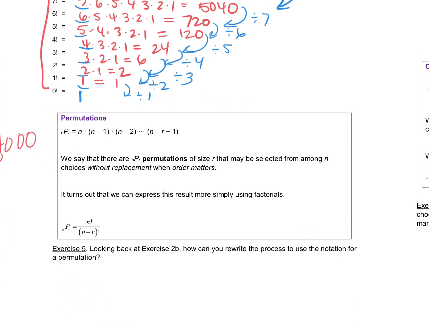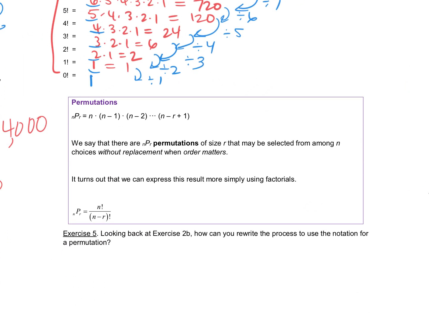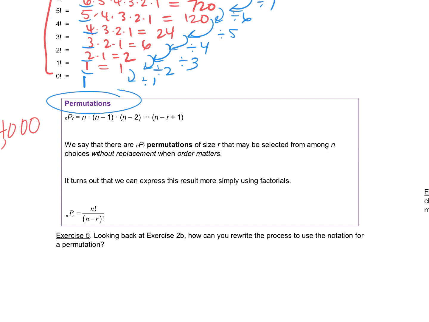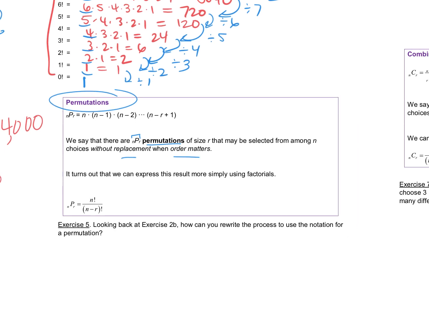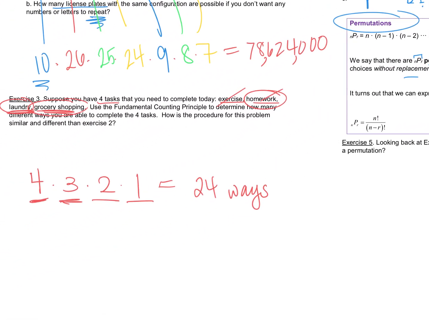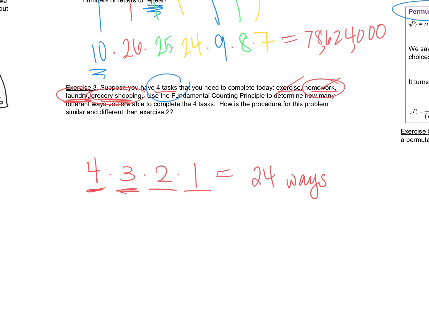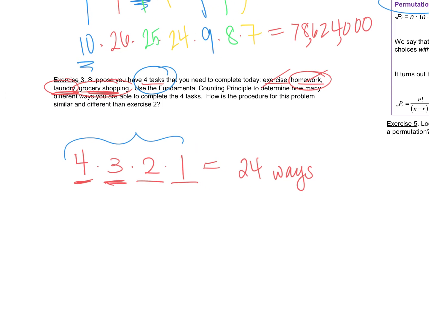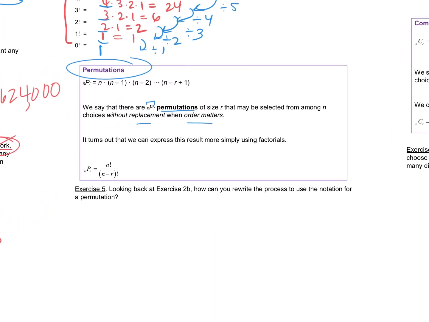All right, well, how is this useful? Well, it helps us with this idea of permutations. We say that there are nPr permutations of size r that may be selected from among n choices without replacement, and order matters. So what does that mean? Well, really it's what we just did. You just did a permutation, that's a fancy name, for looking at 4 things. We wanted to look at those 4 and we wanted to choose 4 to rearrange. And the order mattered. It mattered if I had exercise first or homework first. So that was ordering matters.